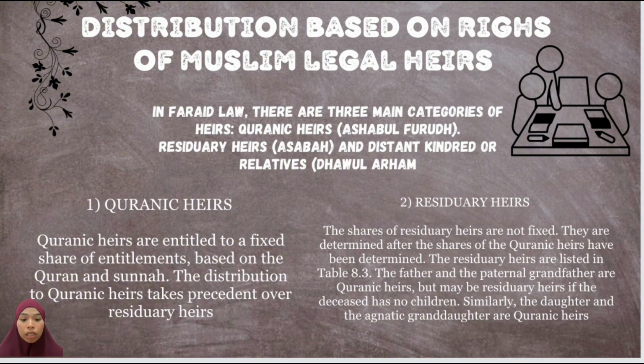The main category is males who are residuary heirs in their own right due to their relationship with the deceased. Next, females who are residuary heirs to another, as Quranic heirs are entitled to a fixed share of entitlement based on the Quran and Sunnah. The distribution to Quranic heirs takes precedence over residuary heirs. Examples are wife, husband, father, mother, and daughter.